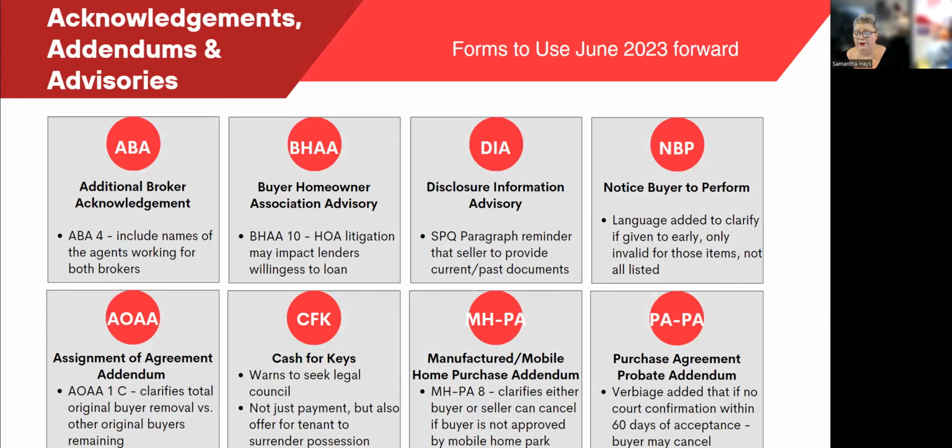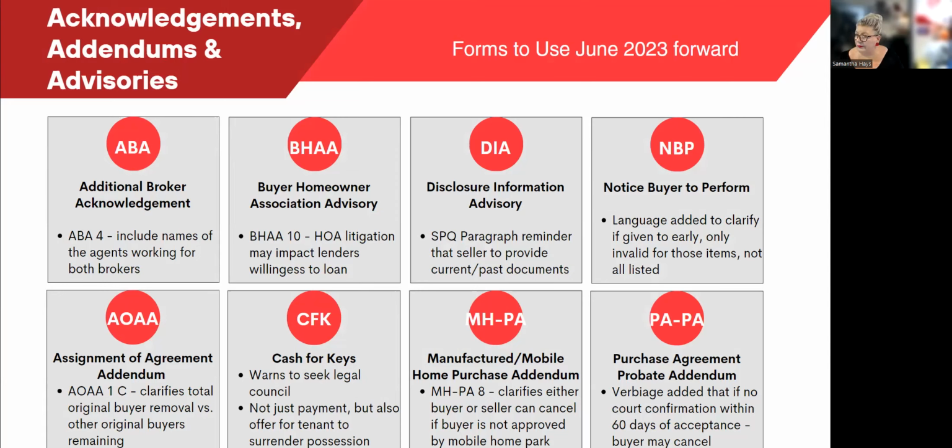The manufactured mobile home purchase addendum is going to clarify if the buyer or seller can cancel if the buyer is not approved by the mobile home park. This can be an issue. Some of them are age restricted, and there are also limits on the number of people allowed in the property, as well as animal issues and things like that. So this allows for both sides; it clarifies that either side can cancel if it doesn't work out.